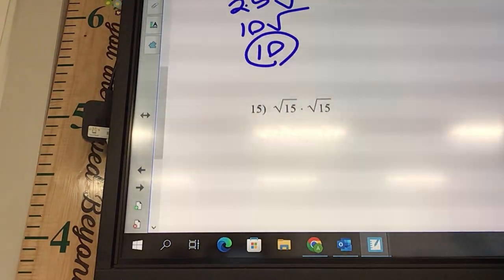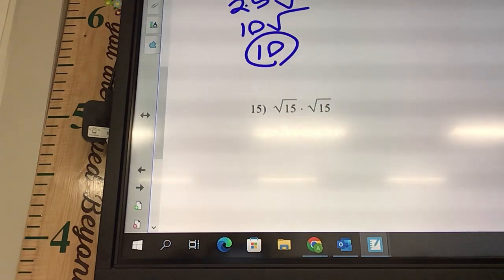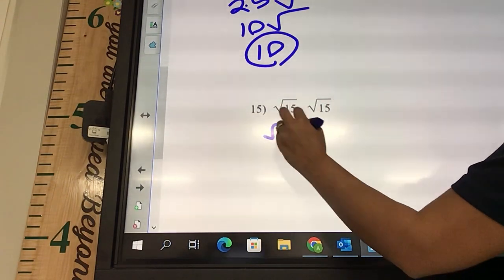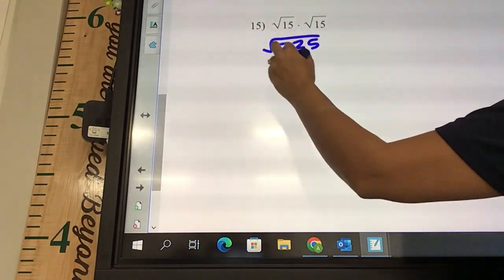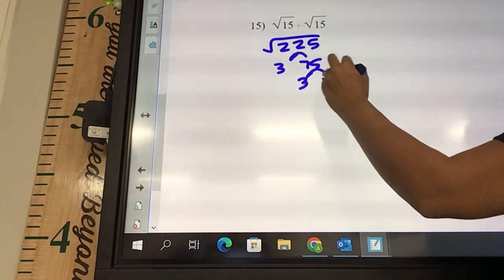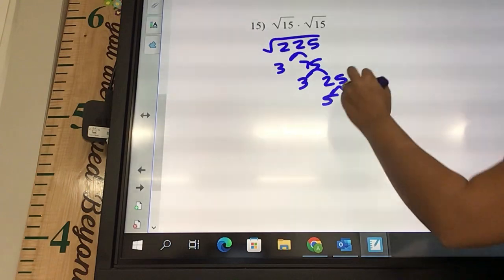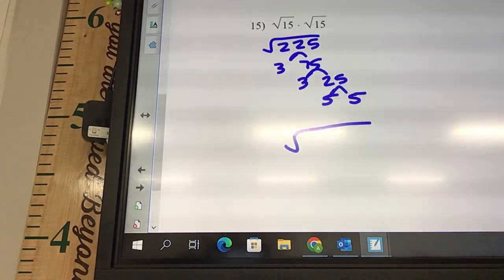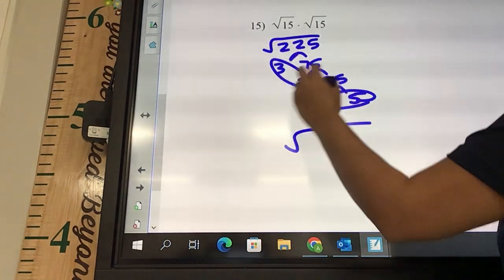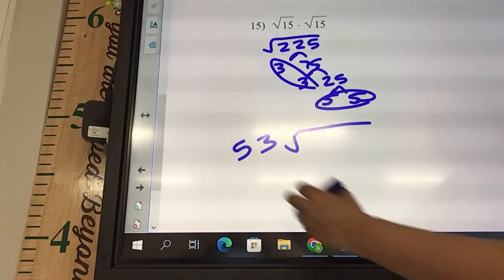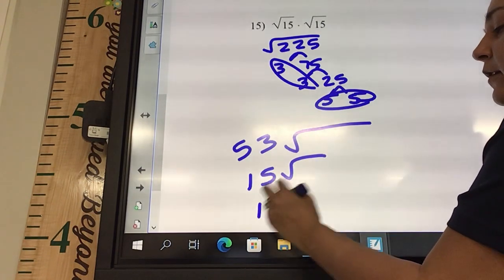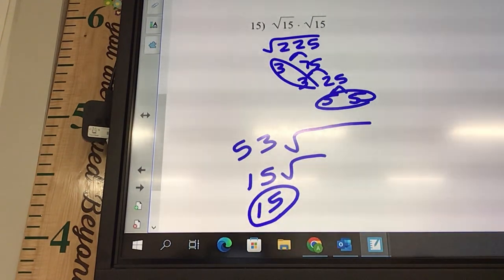Okay, 15. We got 15 times 15. 225. What are some factors of 225? 3 and 75. We got 3 and 25, and 5 and 5. Who can go? A group of 5s and a group of 3s. Who cannot go? Everybody can go. So you're gonna get 15 square root of nothing. Okay? So that means that one is a perfect square root. The square root of 225 is 15.